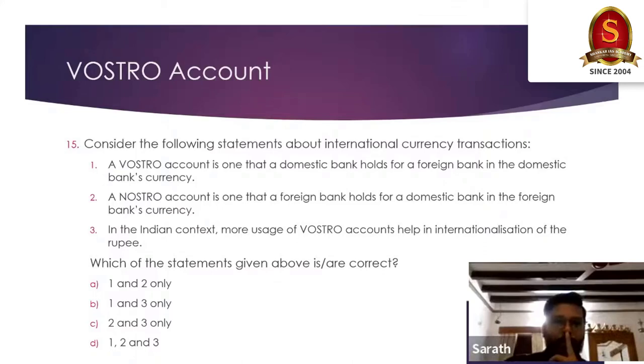Okay, imagine two banks are there. There is State Bank of India, and let's say there is an equivalent bank in Australia, or let's take Russia itself, a Russian bank, because Russia and India is where the context of the news is. So what is a Vostro account? It is one that a domestic bank holds. SBI in India holds an account for a foreign bank. The Russian bank holds an account in India.